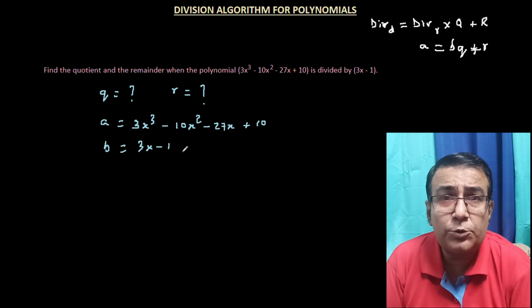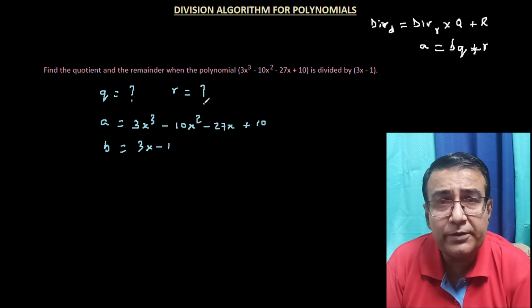To find out the quotient and the remainder, all we have to do is long divide these two polynomials, the dividend by the divisor, and find out what the quotient is and what the remainder is.